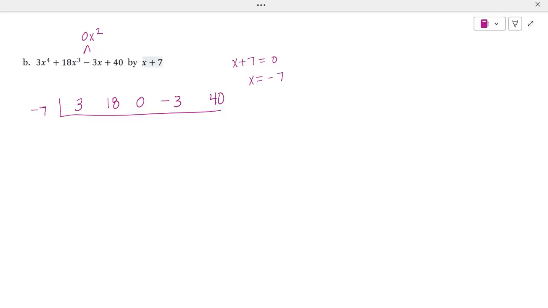Okay, so again, this is my x cubed column. This is my x squared column. This is my x column. Oh, wait. x to the fourth. Sorry. This is x to the fourth, x cubed, x squared, x, and then this is the constant or just a number. Okay.